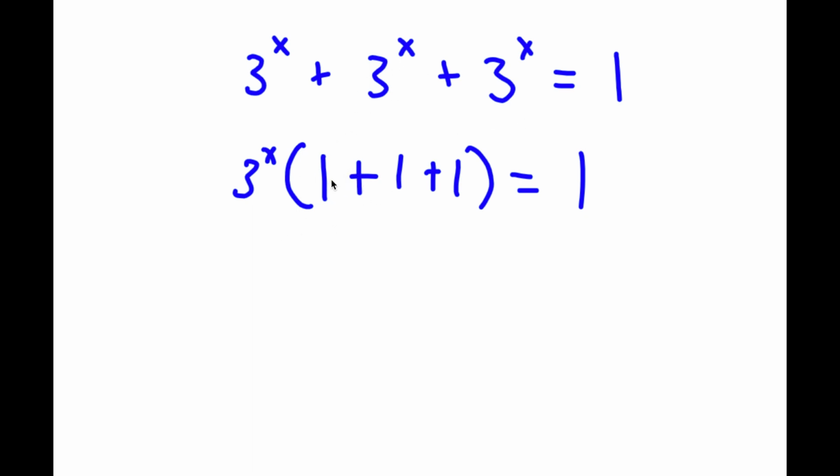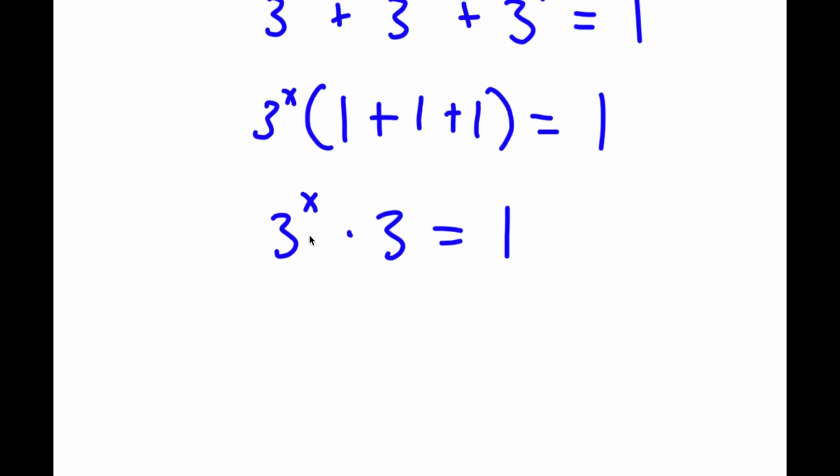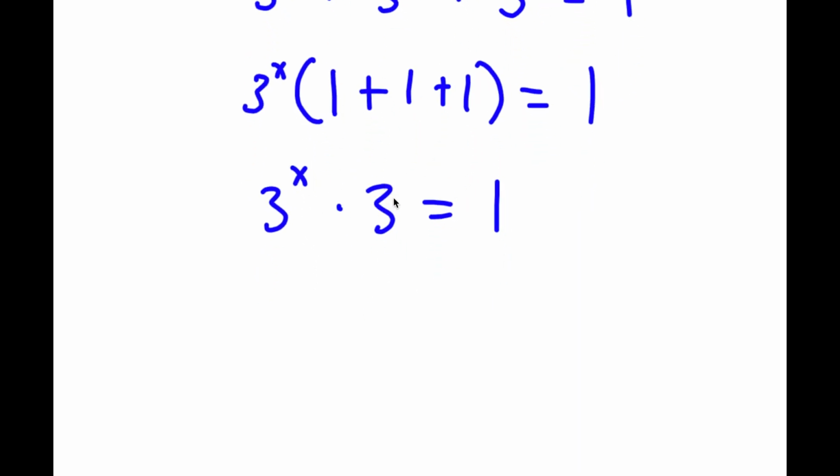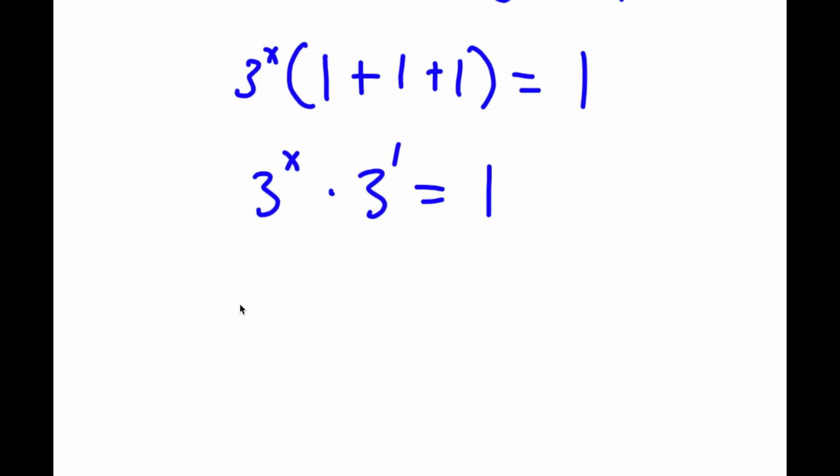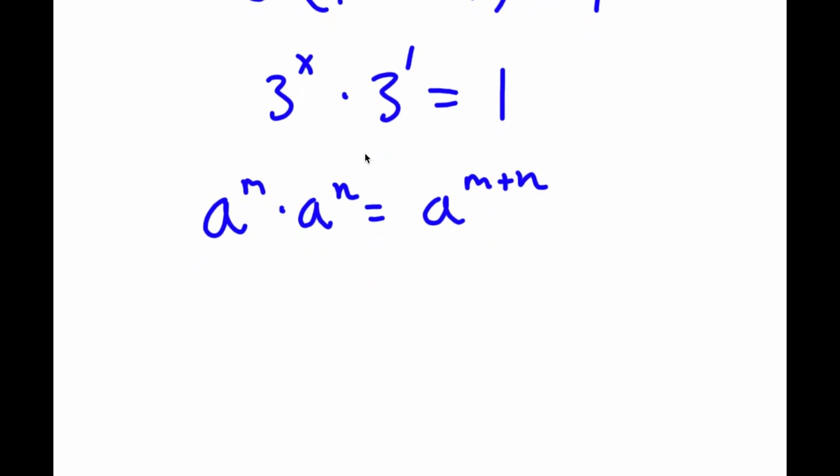Now, if I simplify what's in the parentheses, I get 3 to the power of x times 3 is equal to 1. Now, 3 here, this is the same thing as 3 to the power of 1. And if I have something in the form a to the power of m times a to the power of n, this is equal to a to the power of m plus n. So in this case, 3 to the power of x times 3 to the power of 1, that's going to equal 3 to the power of x plus 1, which is equal to 1.